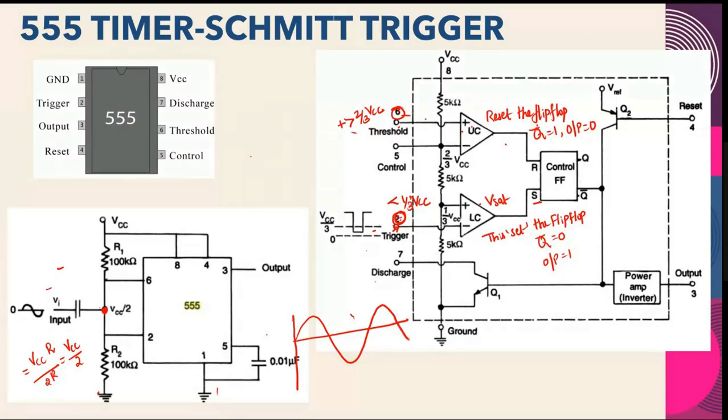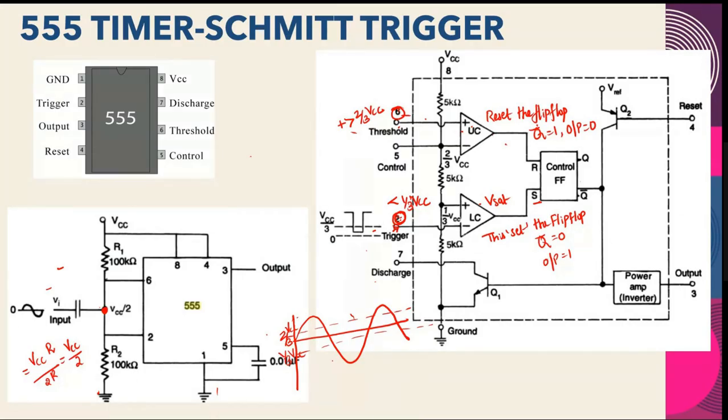Sinusoidal signal. So there are two thresholds. One is 2 by 3 VCC. I'm approximately taking this. This is 2 by 3 VCC. And this threshold, assume it as 1 by 3 VCC. So the input is a sinusoidal signal. One threshold is 2 by 3 VCC. Another threshold is 1 by 3 VCC. So we will check which comparator will work based on the input voltage.